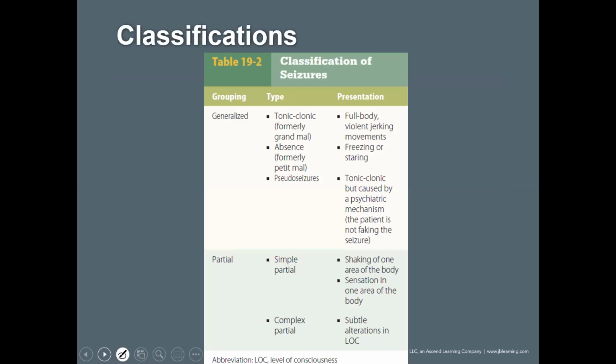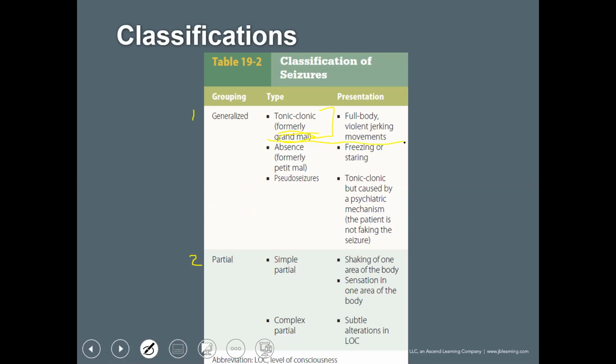So we have some types of seizures, or classifications of seizures. Generalized seizures or partial. These are the two types of seizures that there are: generalized and partial. So let's first look at the generalized seizure. This is formerly what we used to call the grand mal seizure. So tonic-clonic: jerking, full body jerking movements. That's what the generalized tonic-clonic type seizure is.